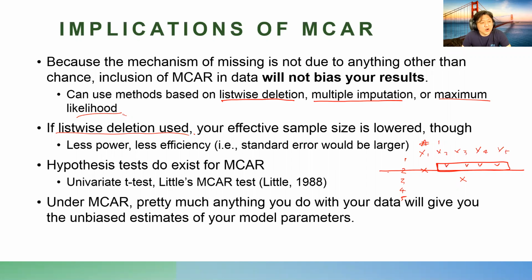And there is a hypothesis test for MCAR in statistics. Some people use a univariate t-test, where you compute the mean difference between cases with missing and without missing. If there are no significant differences between these two, they just assume your missing data is MCAR, missing completely at random. And Little's MCAR test is another test, but this is beyond our scope, so I will not talk about this one. Under MCAR, pretty much anything you do with your data will give you an unbiased estimate of your model parameters. As long as your missing data is missing completely at random, you can use any technique for missing data.